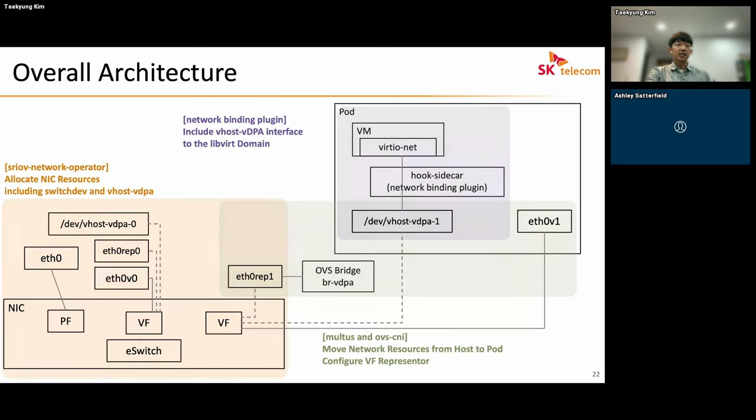Yes, that's the overall architecture. It includes link resources managed by the SR-IOV network operator, and network resources prepared by the Multus and OVS CNI, and the network binding plugin integrating the vhost vDPA into the KubeVirt domain. So, thanks to the rich ecosystem, we can manage all the resources the Kubernetes way instead of with manual commands.